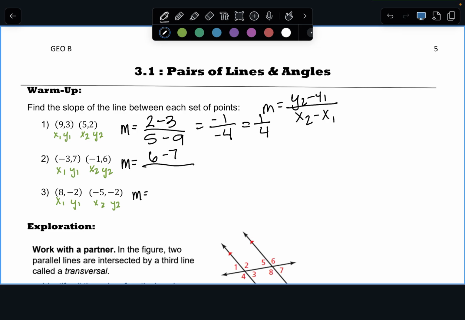And then x2 minus x1, negative 1 minus negative 3. For minusing a negative, we are extra careful because this is going to turn into what sign? A positive. So negative 1 plus 3 gets me 2. And then 6 minus 7 is negative 1.